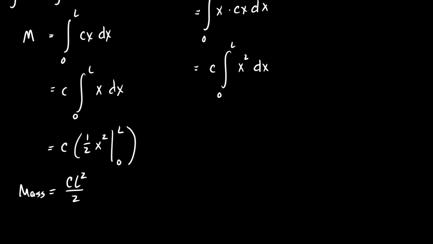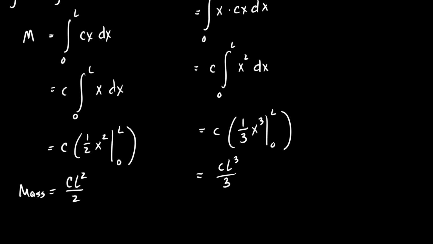right. X squared, just a polynomial. Add 1 to the exponent, divide by the new exponent. Evaluate from 0 to L. This looks to be CL cubed over 3.